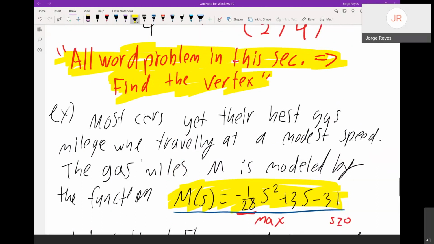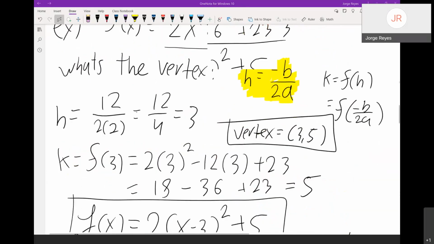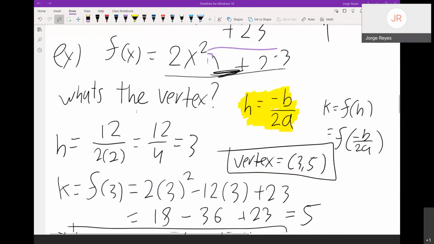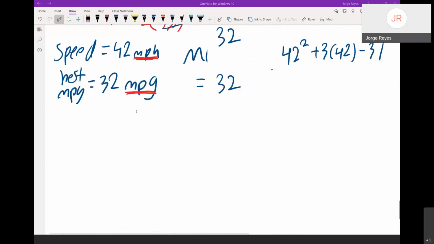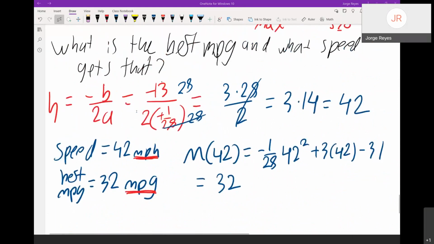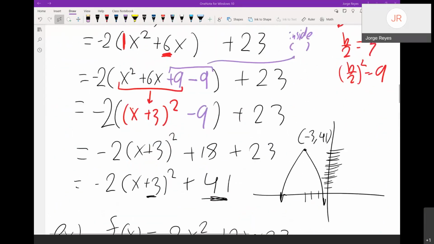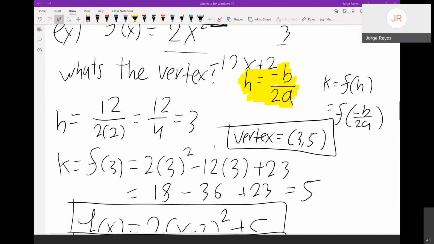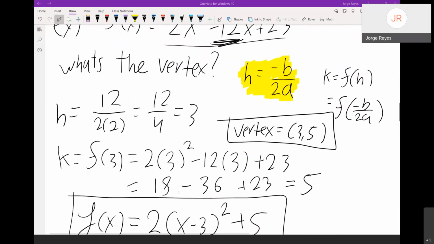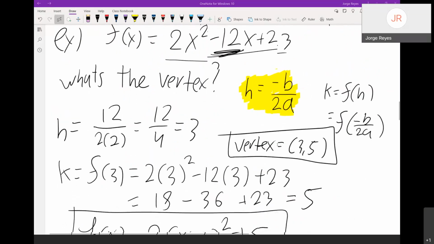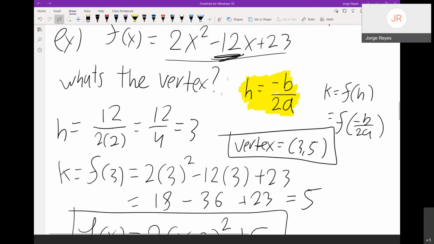That's it for section 3.1. We're starting the polynomial section. We started off with quadratics, so now you should pretty much know everything there is to know about a quadratic. You can graph them no matter what they look like by completing the square, hopefully. And then you can put them in vertex form, either by this magic formula, h equals negative b over 2a, or by completing the square.